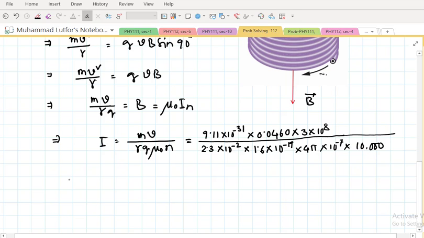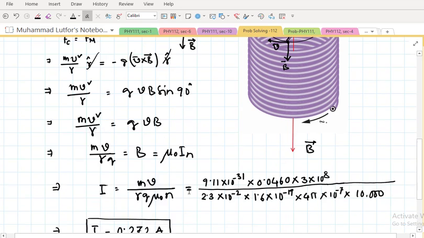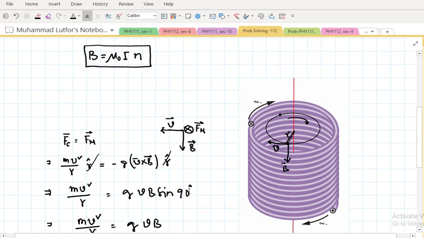And that n is 10,000 per meter. Now if you solve this one, you will find that I is going to be basically 0.72 ampere. So that should be the current in the wire of this solenoid. This is the answer to this question. Thank you very much.